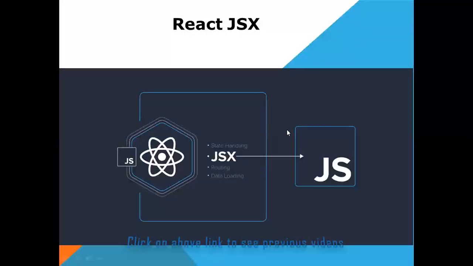Let me come to the next session. In this session, we are going to talk about React JSX, where JSX stands for JavaScript XML. JS means JavaScript and X stands for XML. Now, what we are doing here is adding JavaScript in React. When you add JavaScript in React, it becomes JSX.